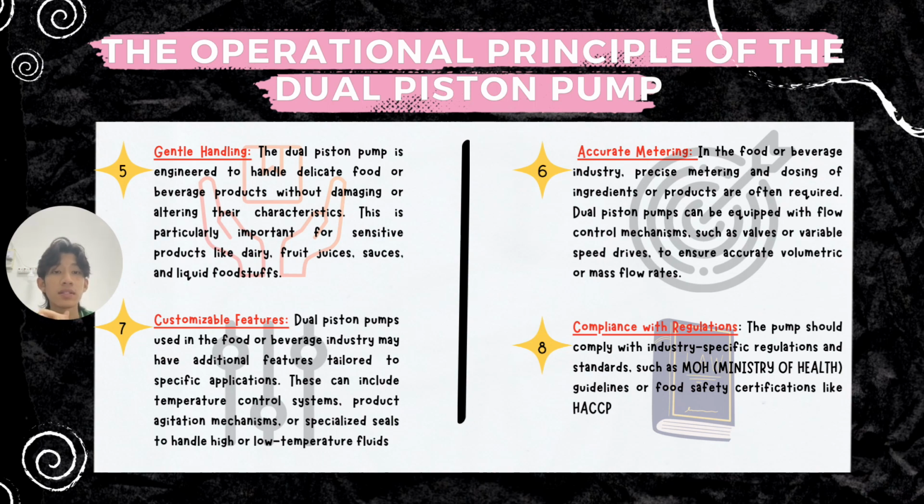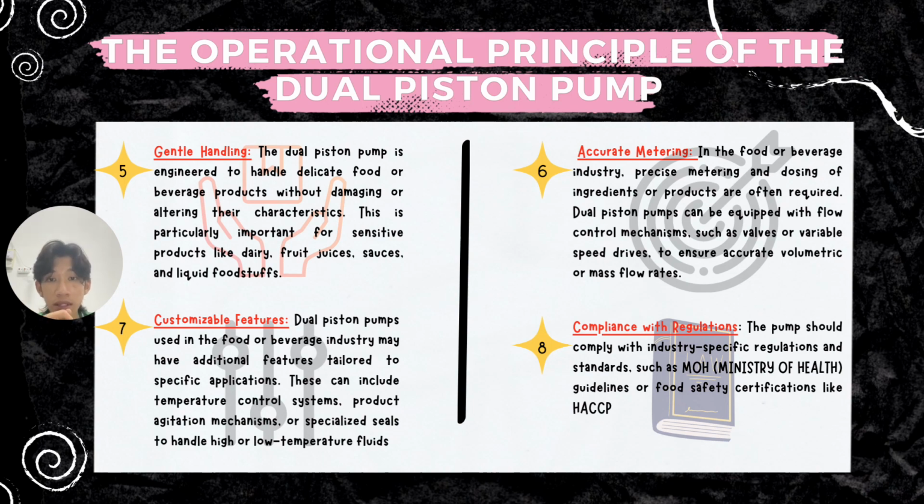And the next point is customizable features. Dual piston pumps used in the food or beverage industry may have additional features tailored to specific applications. This can include temperature control systems, product injection mechanisms, or specialized seals to handle high or low temperature fluids.